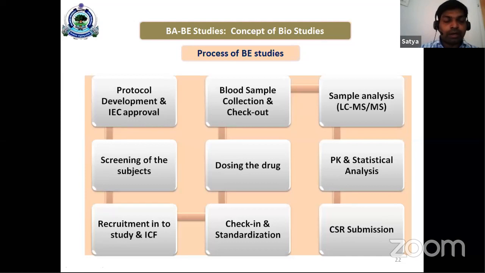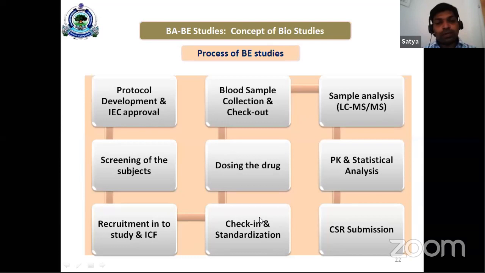Then the CRO will first screen the subjects. If the study requires 40 subjects, they will screen 60 to 80 subjects. From that, they will recruit those who are ready to give informed consent, and they will check the subjects into the trial.